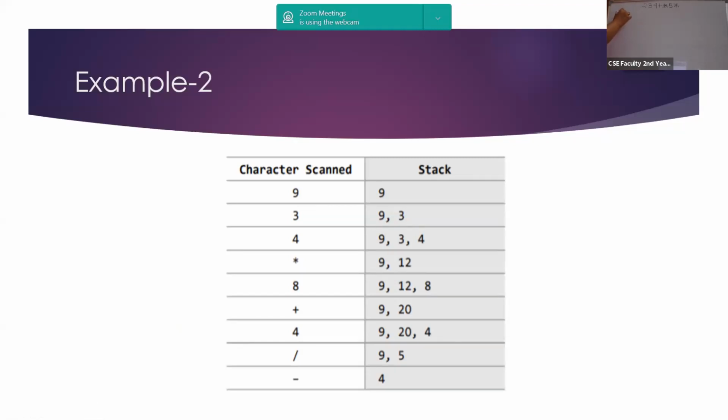So you can divide into two phases: character scan and stack. What kind of stack is it? It is not an operator stack, it is an operand stack. You see, no operator is there, only operands are there. Previously, it was an operator stack. In this case, it is an operand stack.